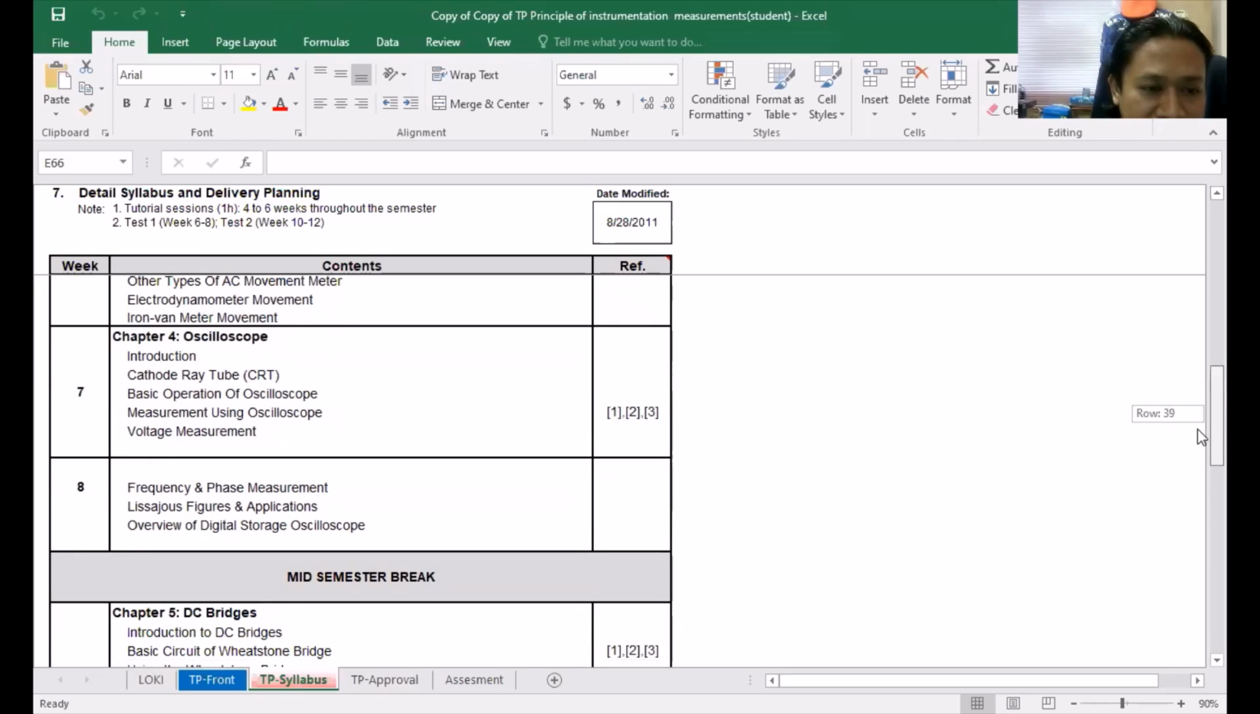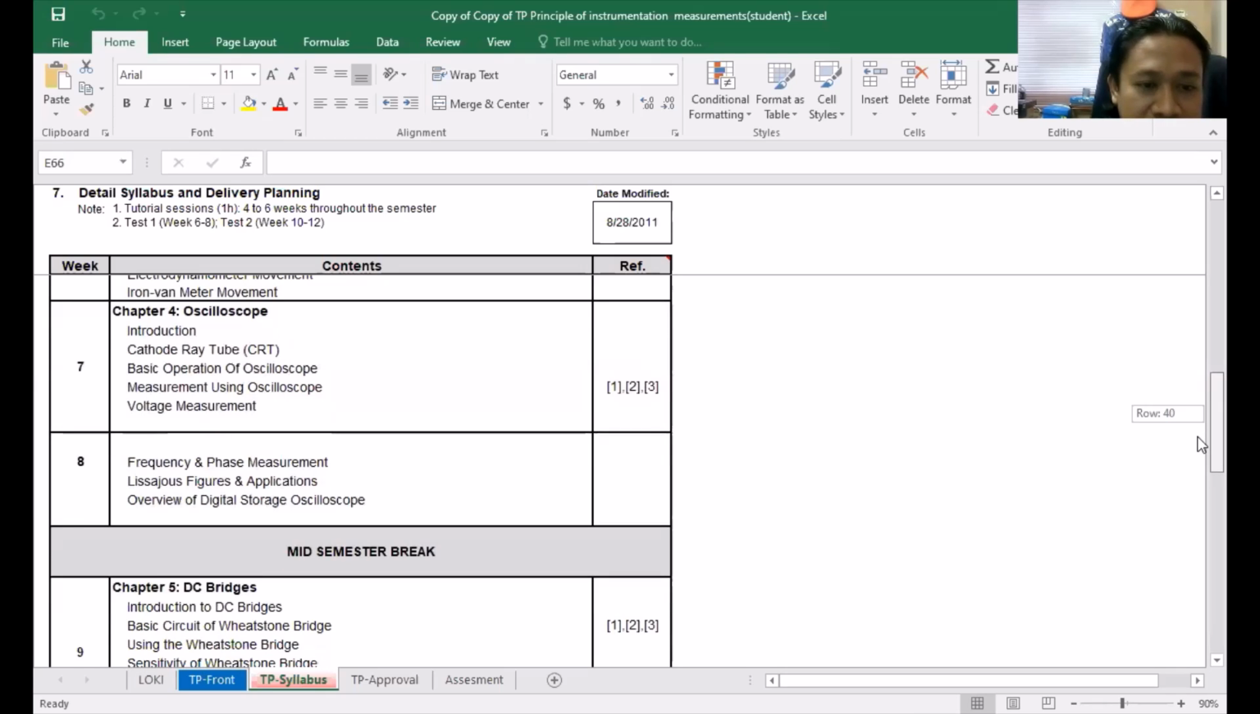Then we also have frequency and phase measurement using the oscilloscope, Lissajous figures and applications, and an overview of the digital storage oscilloscope.